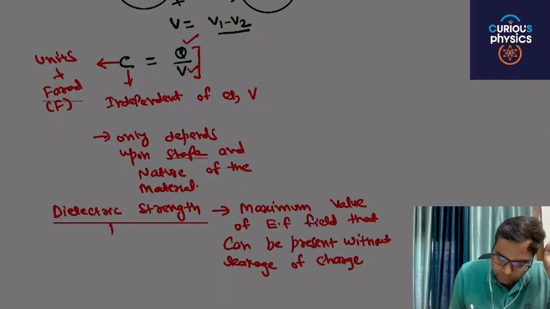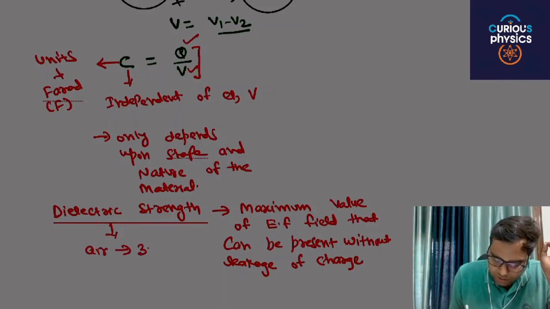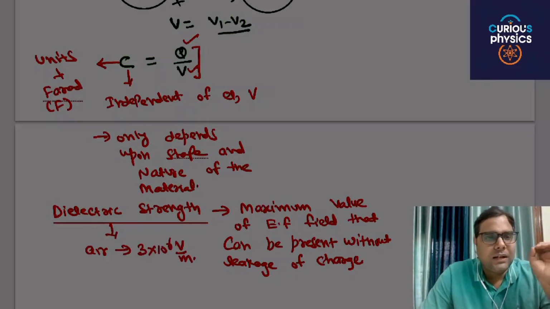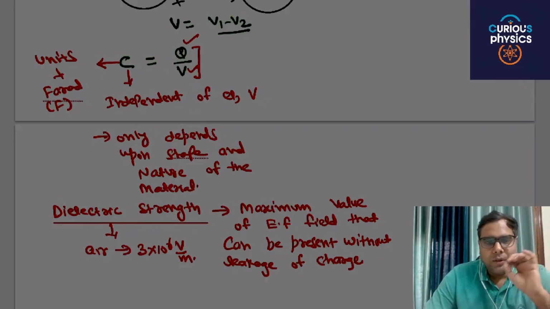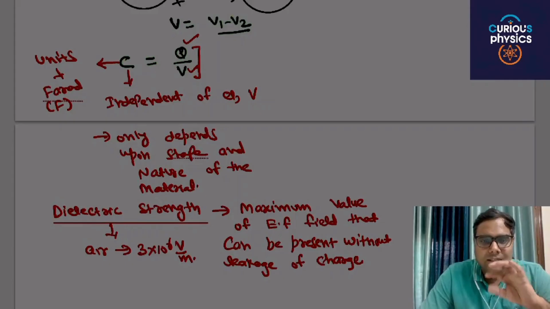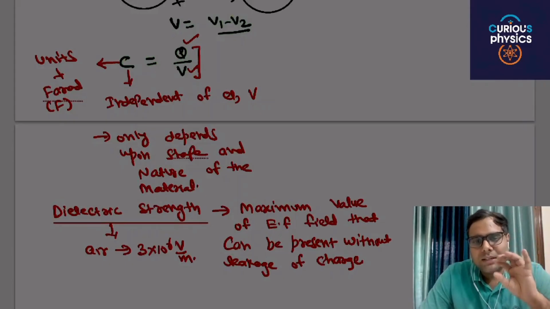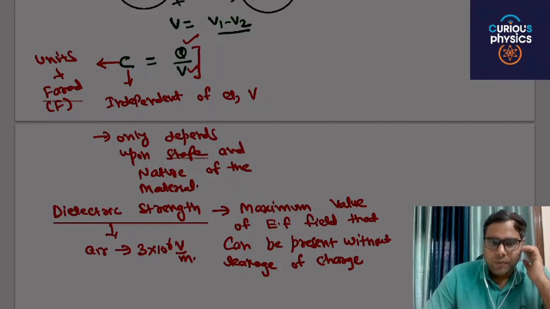For air, the dielectric strength is 3 into 10 raised to power 6 volt per meter. I think I am able to make my point understood. Dielectric strength means we cannot increase the value of electric field above a particular level.